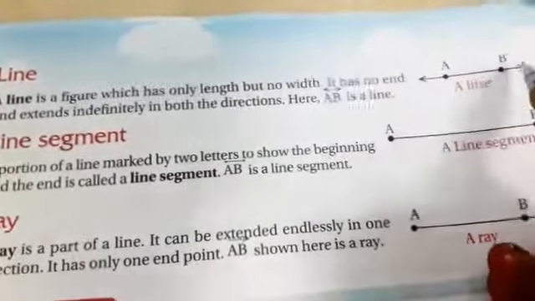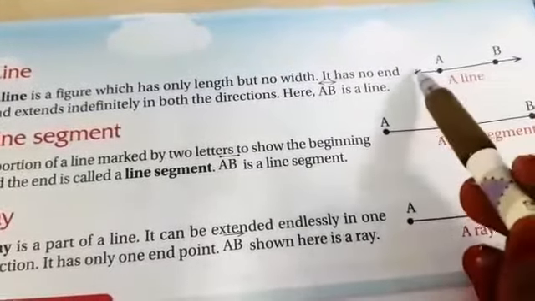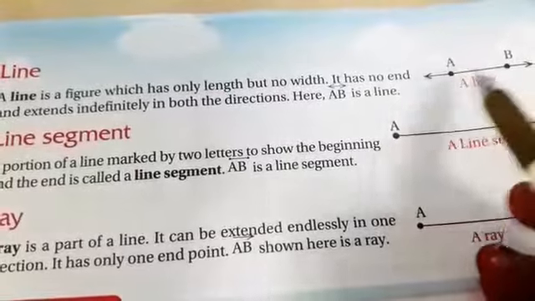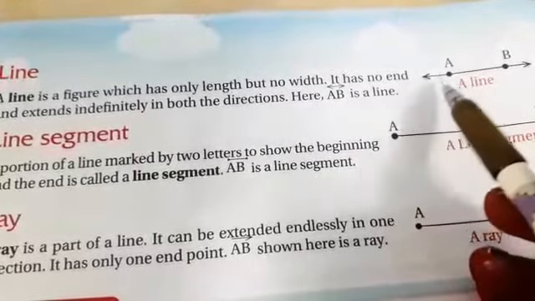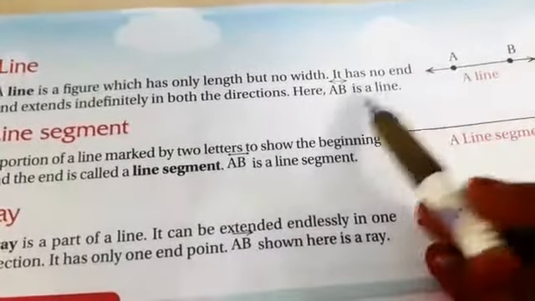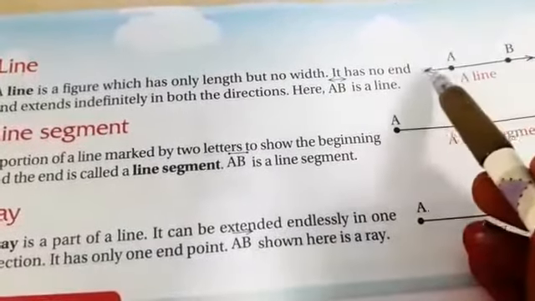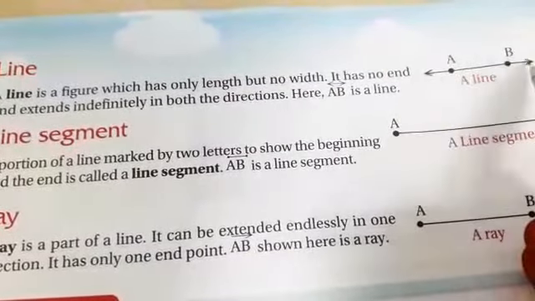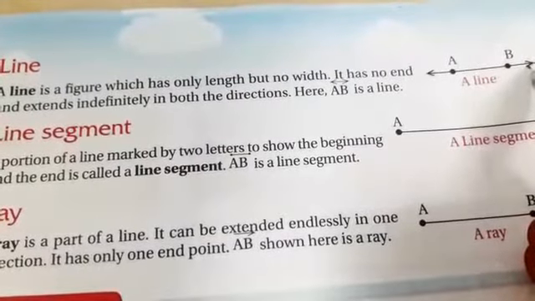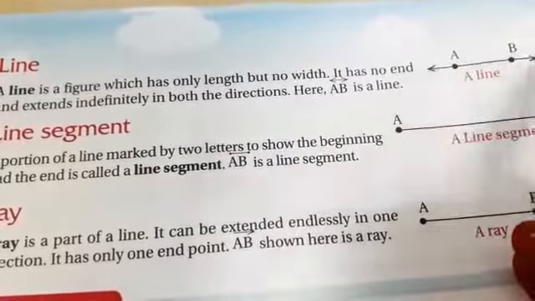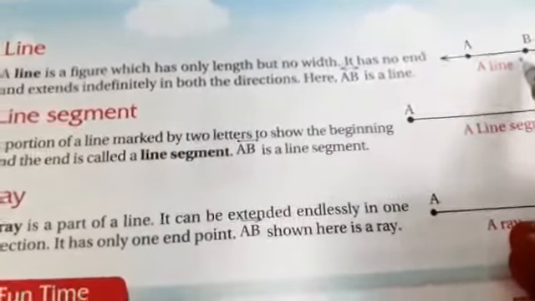Here one arrow comes on each side, isn't it? So it has no end, it extends indefinitely in both directions. Here A and B, points denoted A and B. Here a line means no ends, so here come the arrows. The arrows show it extends infinitely in both directions.